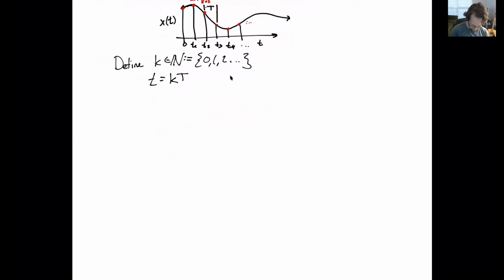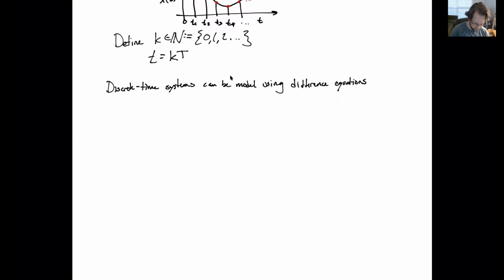A discrete time system, one way to model it is using difference equations. I'm sure you've seen difference equations before in previous classes, but just to reiterate, a simple difference equation is basically a recursive algorithm that takes previous values of the state and includes it in the next value.